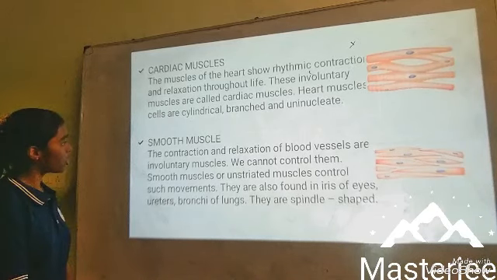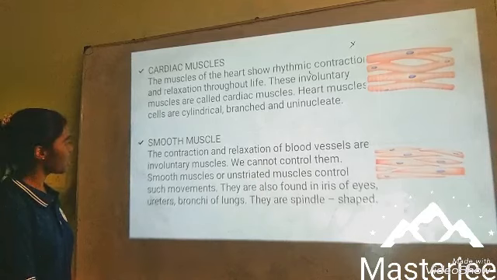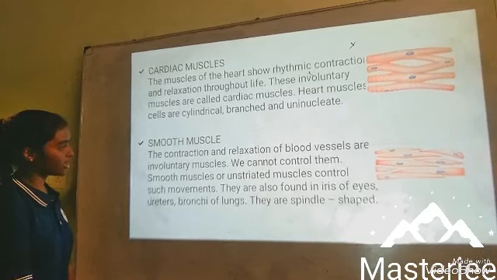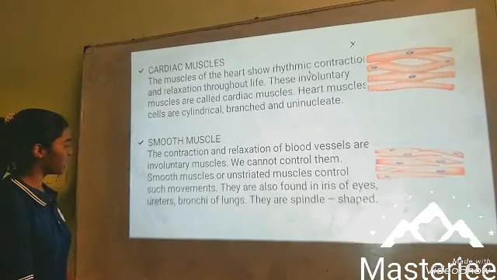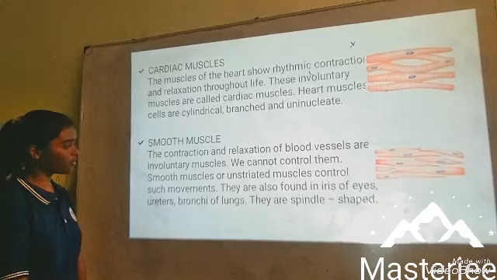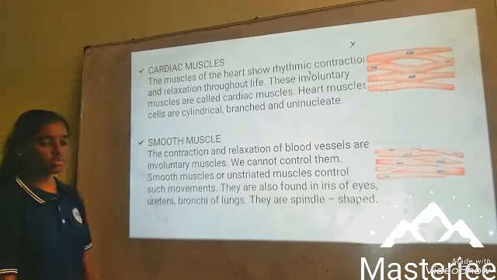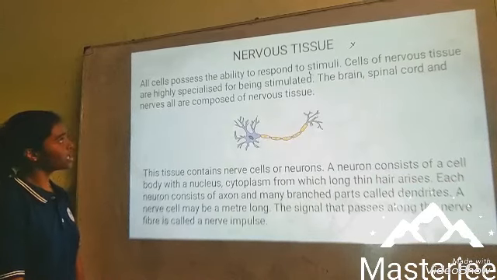Smooth muscle. The contraction and relaxation of blood vessels are controlled by involuntary muscles. We cannot control them. Smooth or unstriated muscles control such movements. They are also found in the iris of the eye, ureters, and bronchi of lungs. They are spindle-shaped. Nervous tissue.